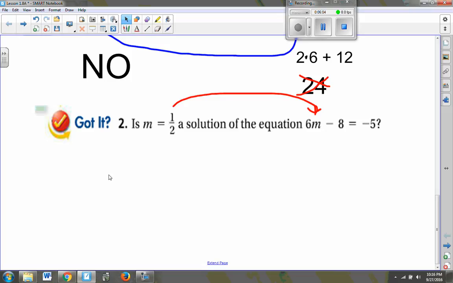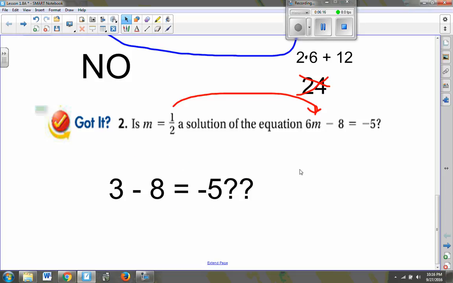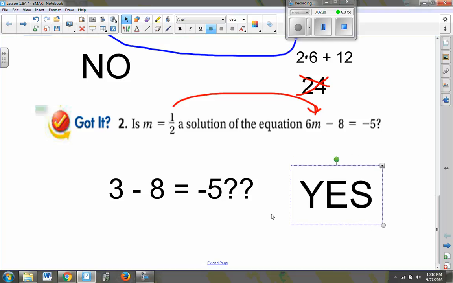When we do 6 times 1/2, we end up with 3. 6 times 1/2 is 3. 3 minus 8 is now the left side of our equal sign. The question for us is, does that equal negative 5? And the answer is most definitely yes. Yes, it does. So we would say yes, m equals 1/2 is a solution to this equation because putting 1/2 in for m makes that equation true.